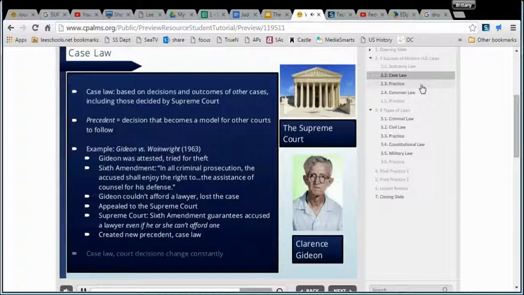As you can see, case law by its nature is constantly changing. As time moves on and society changes, so do court decisions and the precedents they create. But since the decisions of the Supreme Court are final, and the court rarely overturns its own decisions, a case like Gideon versus Wainwright will probably exist as case law for a very long time.